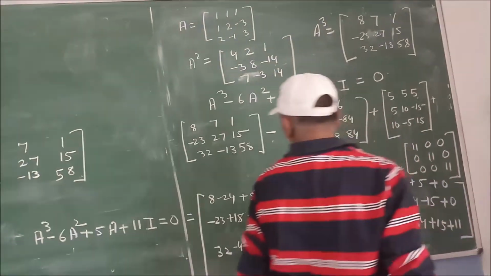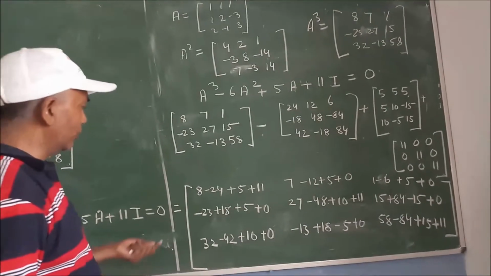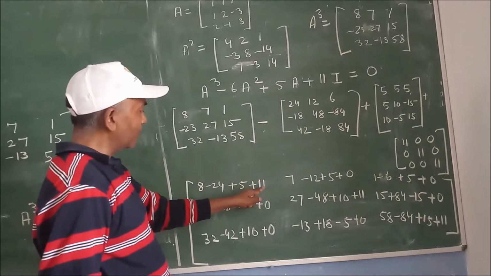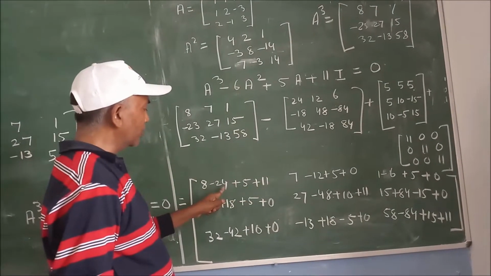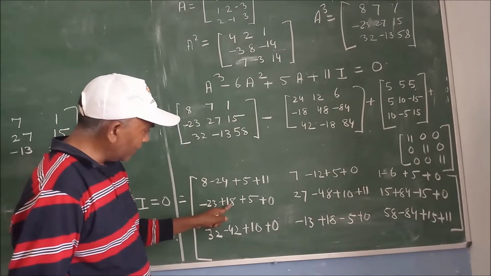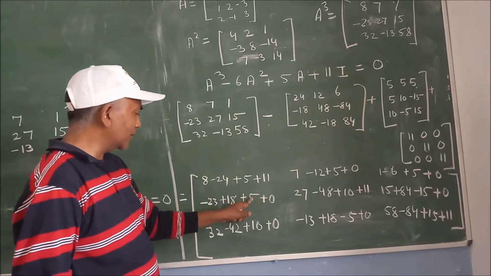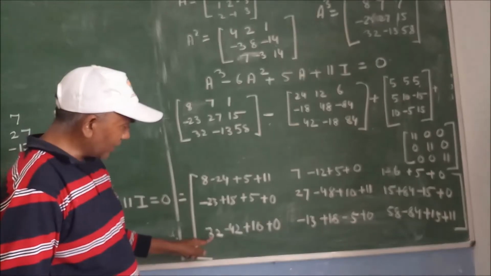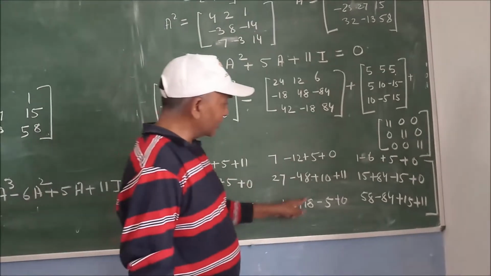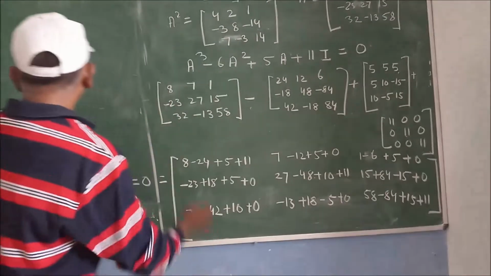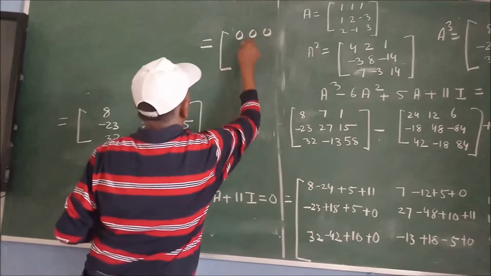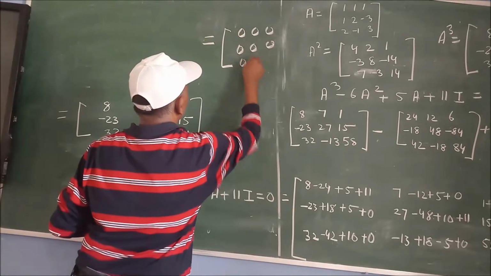And check, all terms must be equal to 0. So here 11 plus 8 plus 5, 13 and plus 11, 24. 24 minus 24, this will be 0. Again 10, 18 plus 5, 23 minus 23, again 0. Here 32 plus 10, 42 minus 42, again 0. So similarly you can check, all terms will be 0. So this will equal to 0, 0, 0, 0, 0, 0, 0, 0, 0.